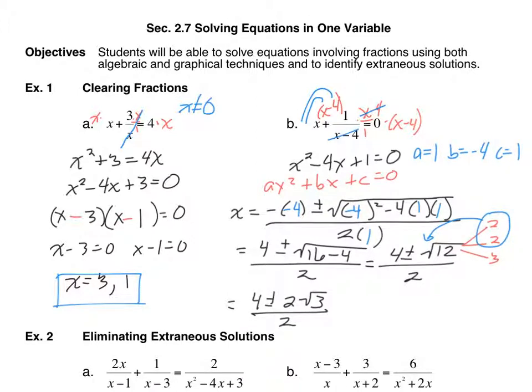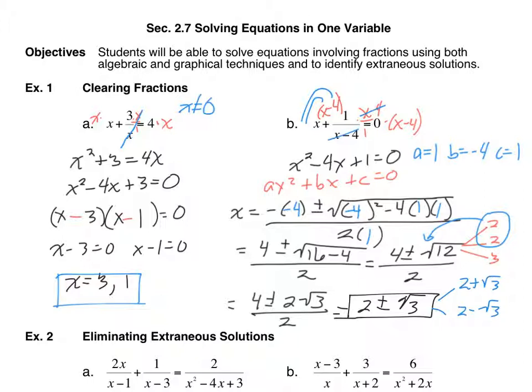And finally, you have to actually take this 2 and divide it into the 4 and into the 2 radical 3. If it doesn't divide into both of these, you can't divide it out. So our final answer is 4 divided by 2 is 2, plus or minus 2 radical 3 divided by 2 is just radical 3. In Math Excel, you're going to have to separate this into 2 plus radical 3 and 2 minus radical 3. And you're going to have to separate with commas.